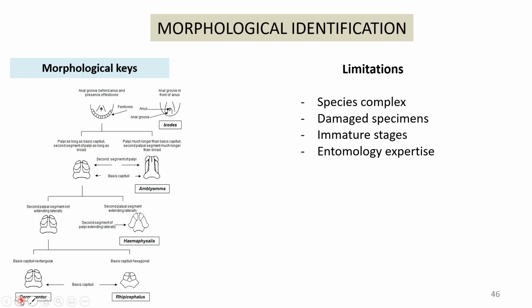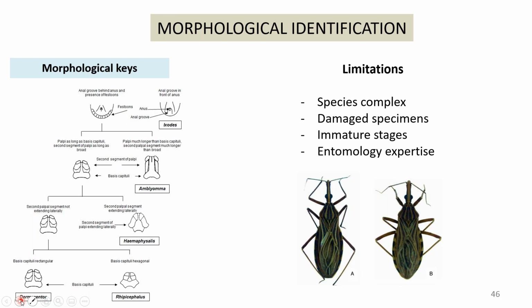But this has serious limitations, especially since in entomology we are dealing with what we call species complexes, which is a group of species that share a very similar or identical morphology. Or you can receive damaged specimens. Of course, no matter how good you are, if you receive something that is completely crushed, you won't be able to identify it. If you have a sample that is immature or engorged, the morphological criteria can be absent at that time or distorted. And even in ideal conditions, you still need quite a bit of entomological expertise. If you look at those two bugs here, you can look at them quickly and say, oh yeah, that's the same thing. It actually isn't.